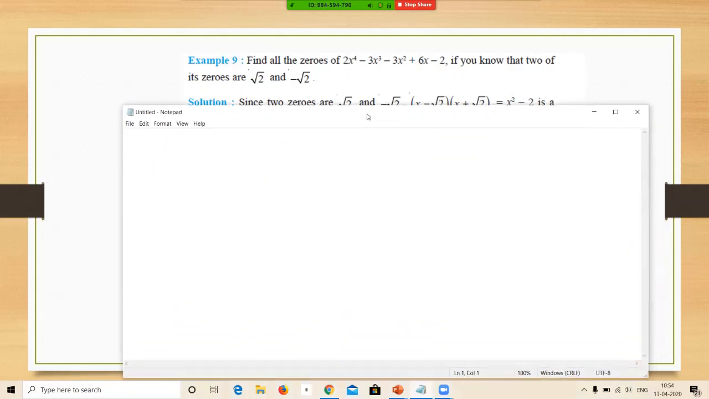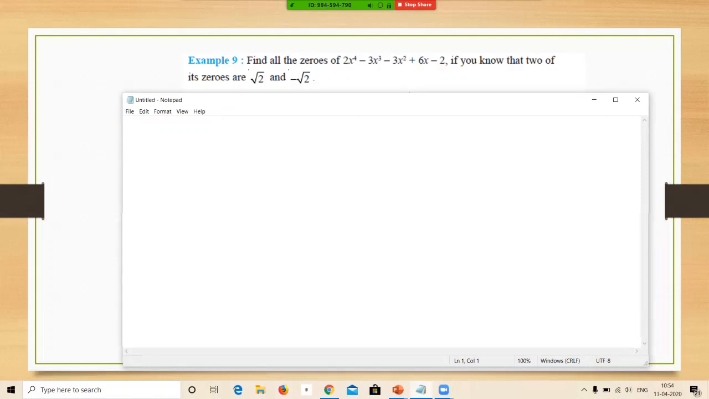Now here it says: find all the zeros. Zeros means what? The roots or the solution. Find all the zeros of this polynomial if you know that two of its zeros are root 2 and minus root 2. Two are given. Now, how many should be there? Can somebody speak out, please? Four. Perfect.